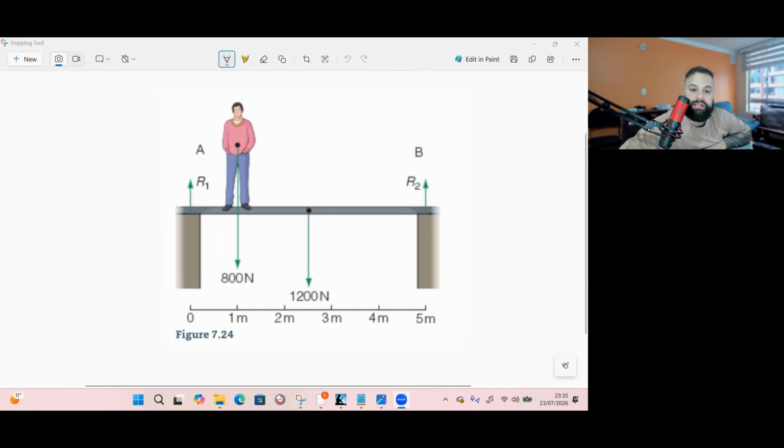So let's look at this. We got a support at the left end over there and a support at B over there. The distance between here, A to there, is 5 meters.